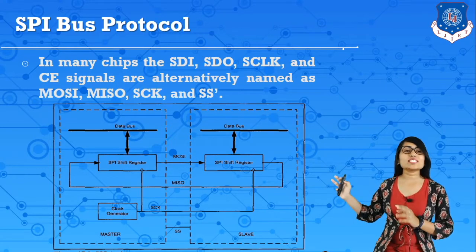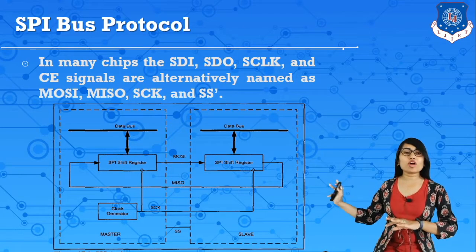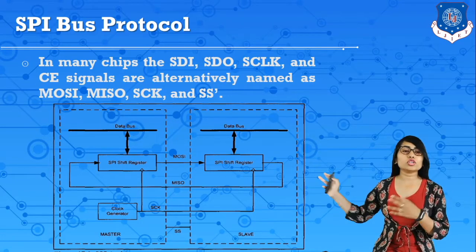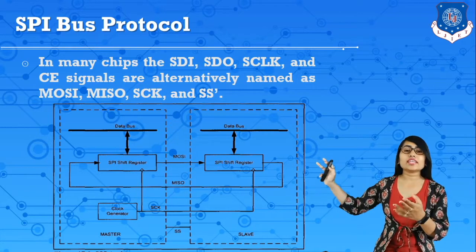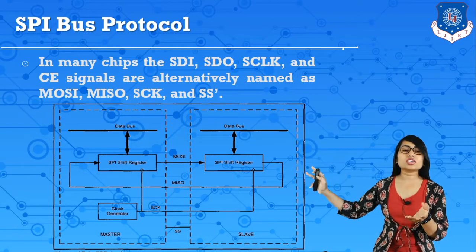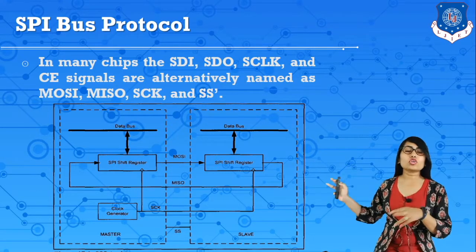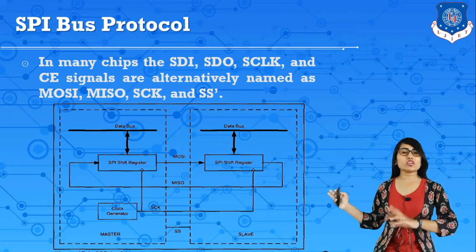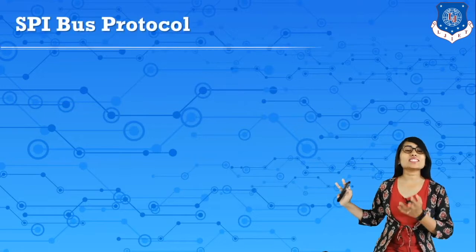This is MOSI, that is master output slave input, MISO, master input slave output, clock and slave select bar. Here we have the SPI shift register, clock generator and data bus for transmission. This is the master and this is the slave. This is master output slave input and this is master input slave output. According to the direction of data transfer, the master works as an output and the slave works as an input, or vice versa. So this is the SPI bus protocol with master and slave.